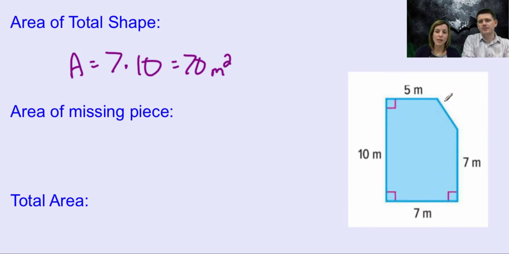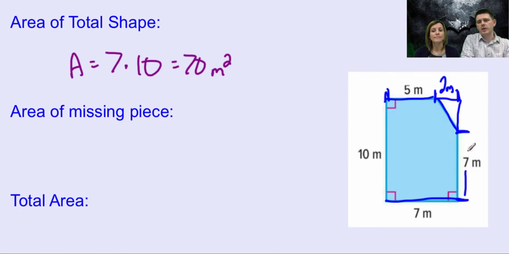Okay, so now we play a subtraction game. If you notice, the bottom of the rectangle was 7 meters, and the top of the funky little shape minus the little piece is 5, which means the missing measurement on the top piece of my birthday cake would be 2, because 5 plus 2 is equal to 7. So the base of that triangle is 2.